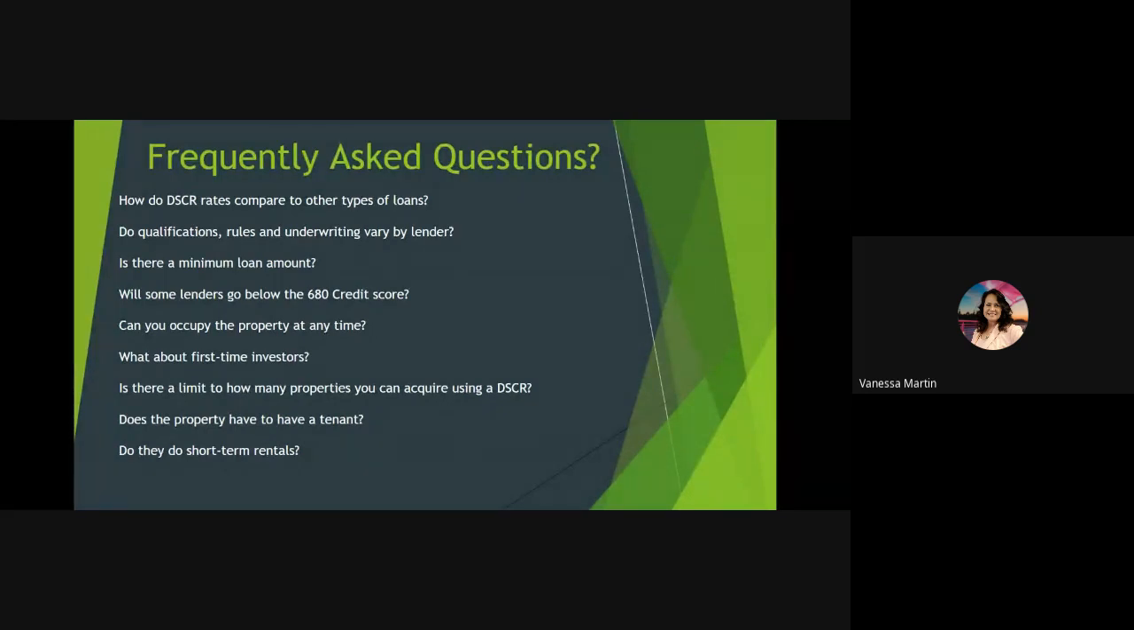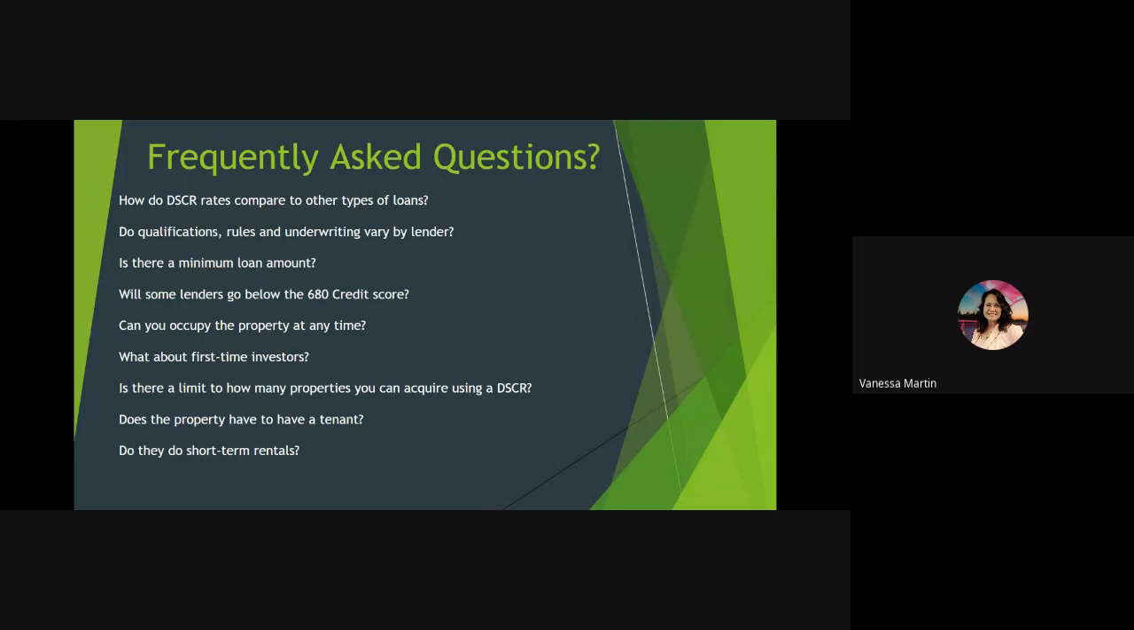Do the qualifications, rules, and underwriting vary by lender? Yes, absolutely, right? Again, we work with these lenders that's all that they do. They specialize in these investment loans, whether it is fix and flip or a bridge loan or an interest only loan. All of them are going to have different criteria, but some of the things that we have seen that are basic is, again, 20% down, minimum of 680 credit score, at least some experience, and 3 to 6 months of reserves. And the rest of it just varies by lender.